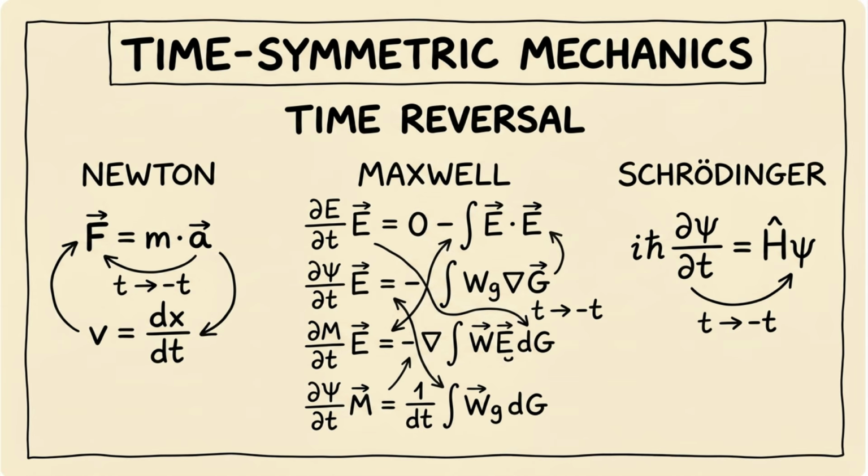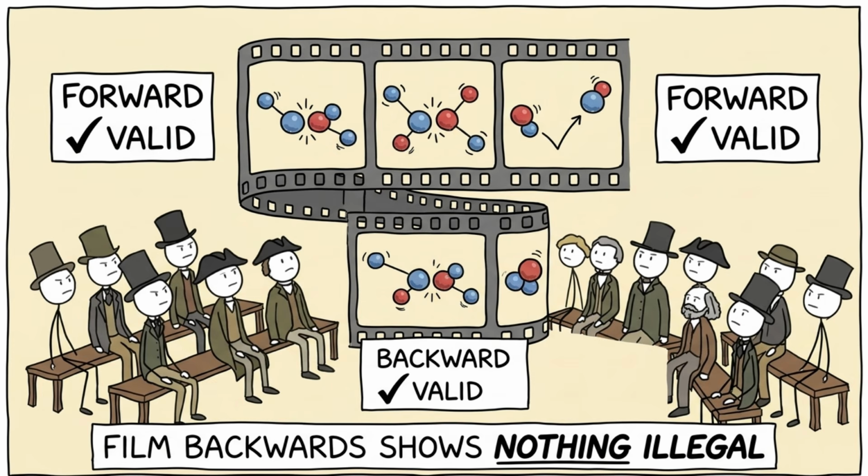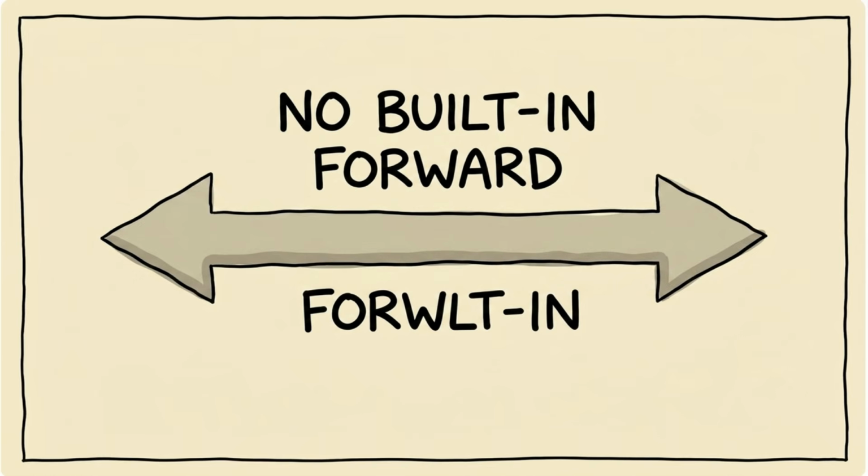The mechanics he started from is time-symmetric. Newton's equations, Maxwell's equations, the Schrödinger equation: take any solution, reverse the sign of the time coordinate, and you get another valid solution. At the level of the fundamental laws, a film of a molecular collision run backwards shows nothing illegal. There is no built-in forward.